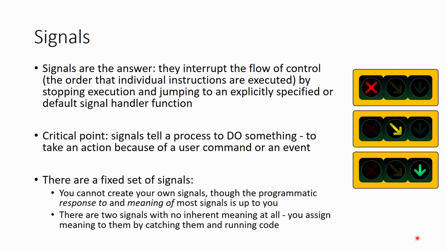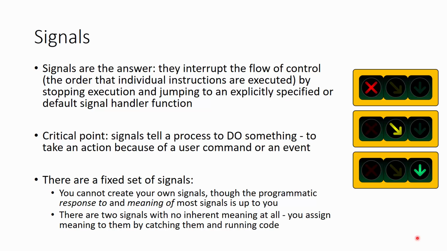So these signals, a critical point here is that they are telling your process to do something, that you need to take some event because something has happened. Either somebody is trying to notify your process about something, or something has occurred in the system that needs to be taken care of, or your process has done something bad and it needs to manage it. The set of signals is fixed.